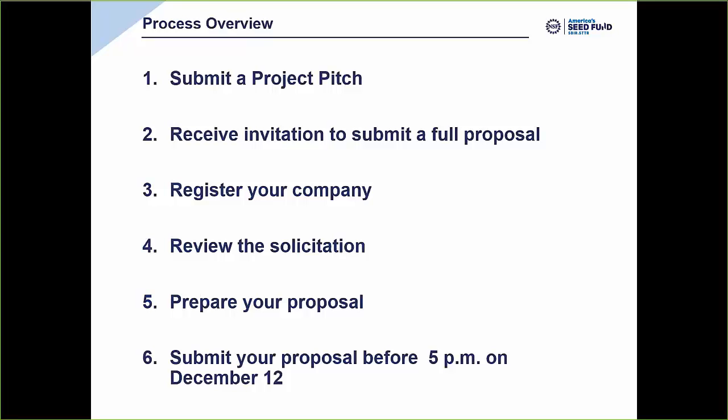For the process overview, there's several steps to submit to NSF. There's submitting a project pitch, which you've already done, receive an invitation to submit a full proposal, which again, everybody on this webinar has probably already received. And then registering your company. We'll go into what those registrations are. It's a good idea to do those earlier because sometimes there's a little bit of a lead time. Then you can review the solicitation to see what we're looking for and the details on preparing a proposal.